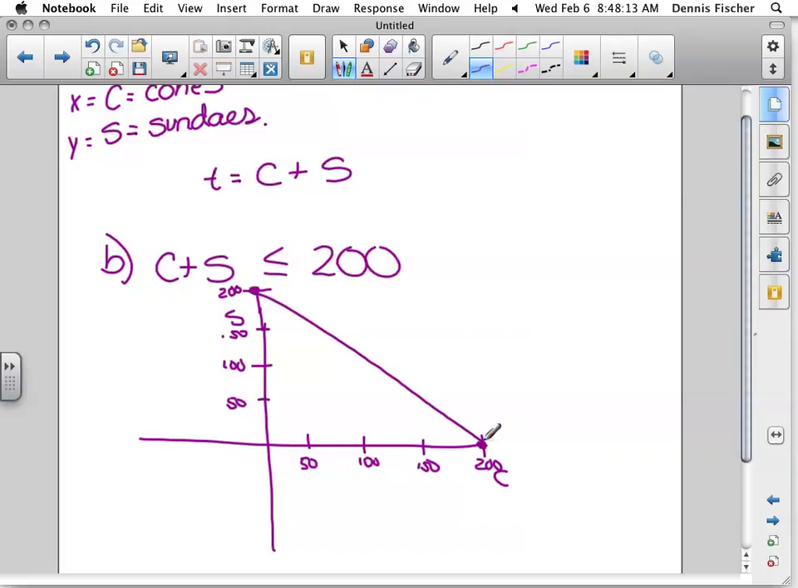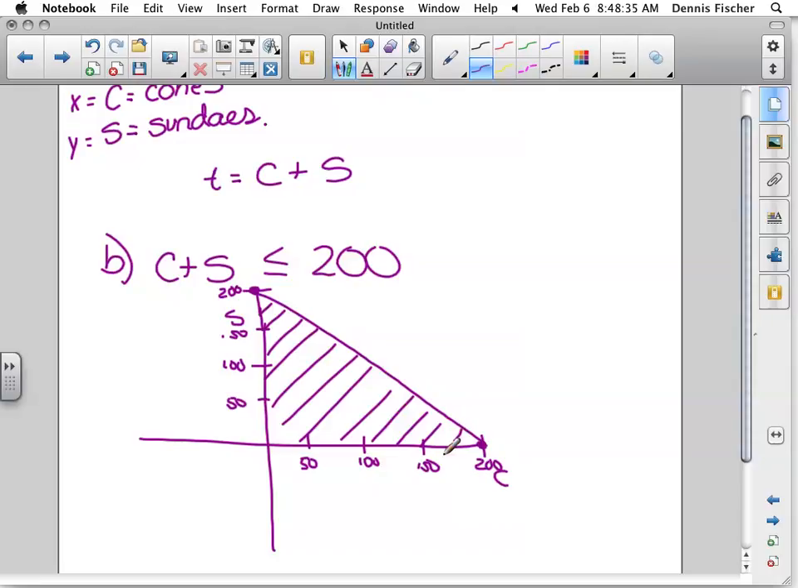Now, if I try a point to see what side I'm going to shade, the easy point to try is 0, 0. Correct? 0 plus 0 is less than 200. Is that true? So the part I'm going to shade that works for this inequality is in there. That makes sense?